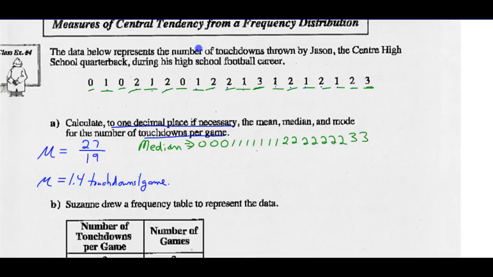That means if I go 9 in from the left and 9 in from the right, I get 18 pieces of data covered. So our median is the exact middle piece right there. The 10th piece of data is exactly in the middle of 19 pieces of data. So the median would be 1 touchdown per game.